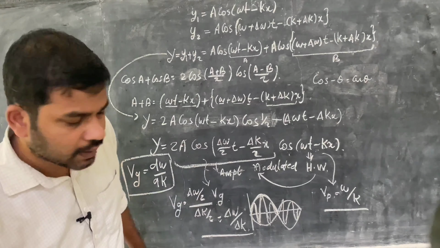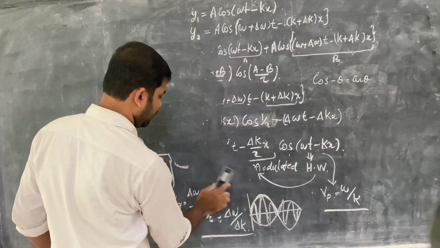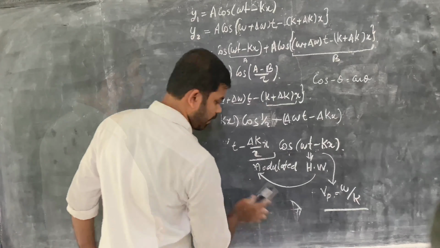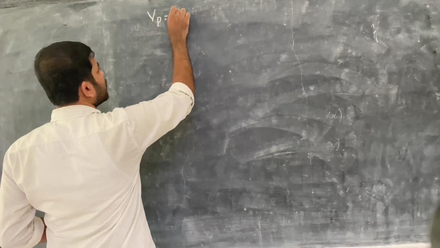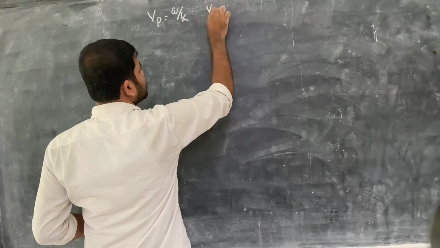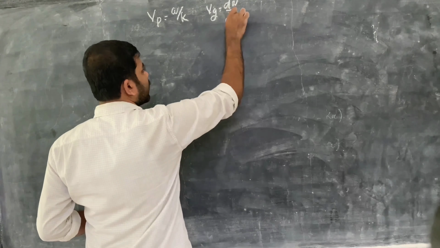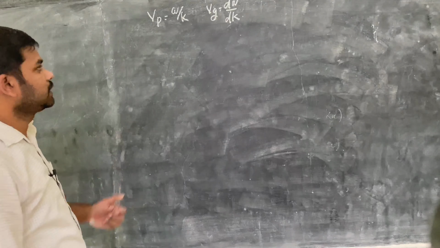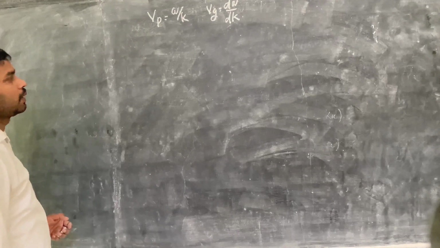Now let us substitute the value of omega and k here. So we got phase velocity equal to omega divided by k and group velocity equal to d omega divided by dk. Now we can calculate this phase velocity and group velocity for de Broglie waves.